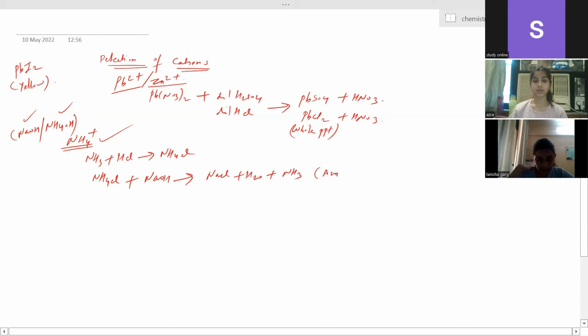Acha, ammonia. How will we detect ammonia? Is this an acidic gas or a basic gas? Basic. So it will turn red litmus paper blue. Perfect. This will turn red litmus to blue.